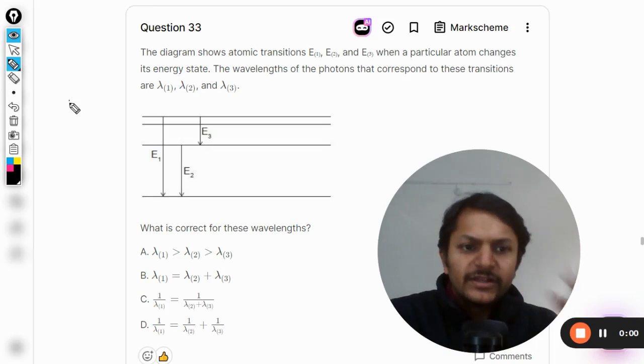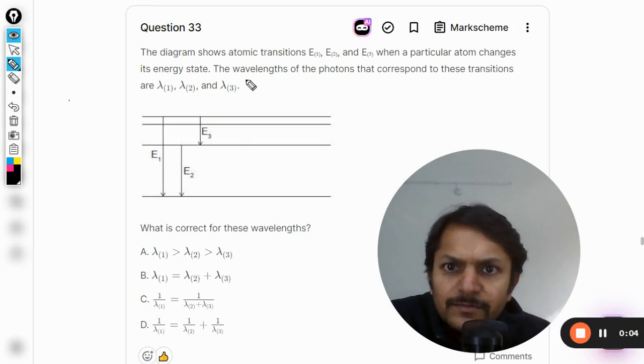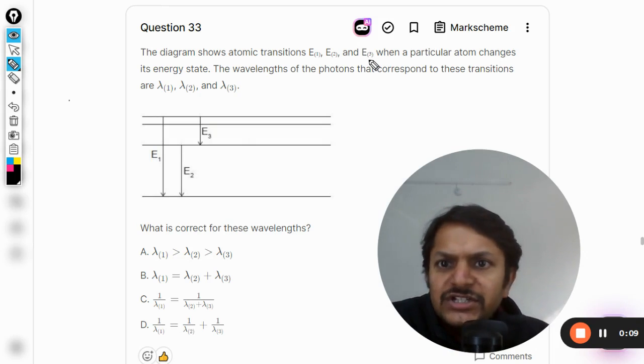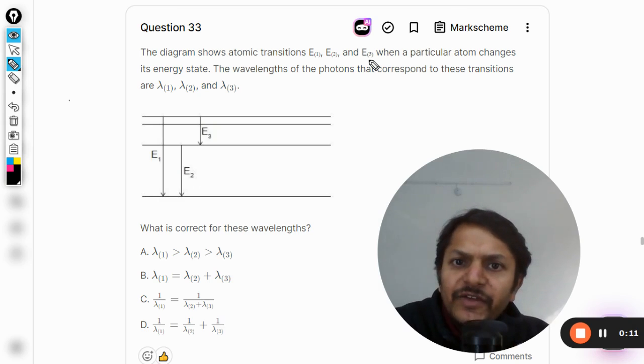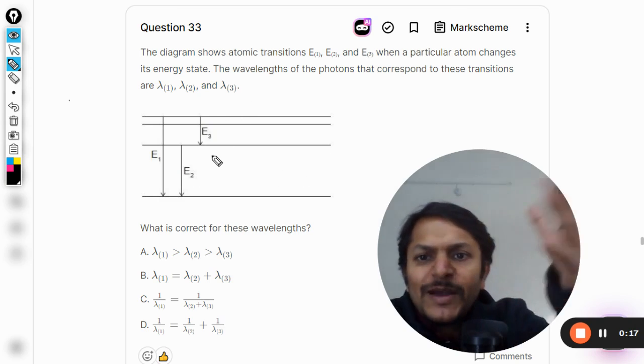And let us see what is there in this question now. The diagram shows the atomic transition E1, E2, E3 when a particular atom changes its energy states. The wavelengths of the photons that correspond to these transitions are given by lambda 1, lambda 2, and lambda 3. So these are emission spectrum shown there.